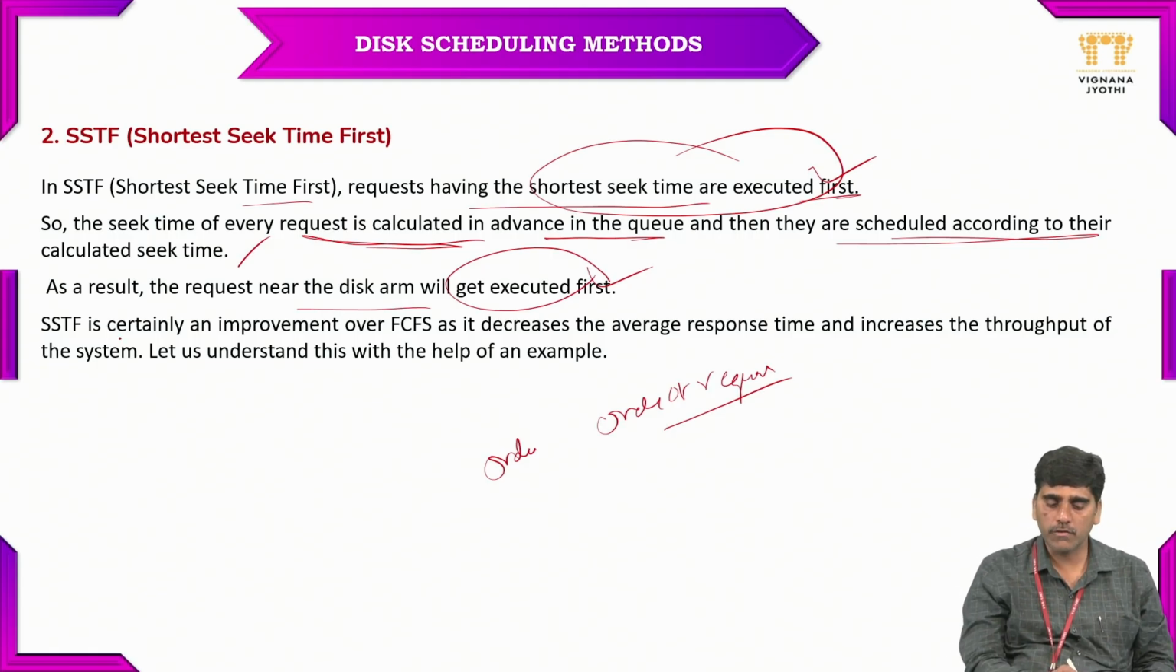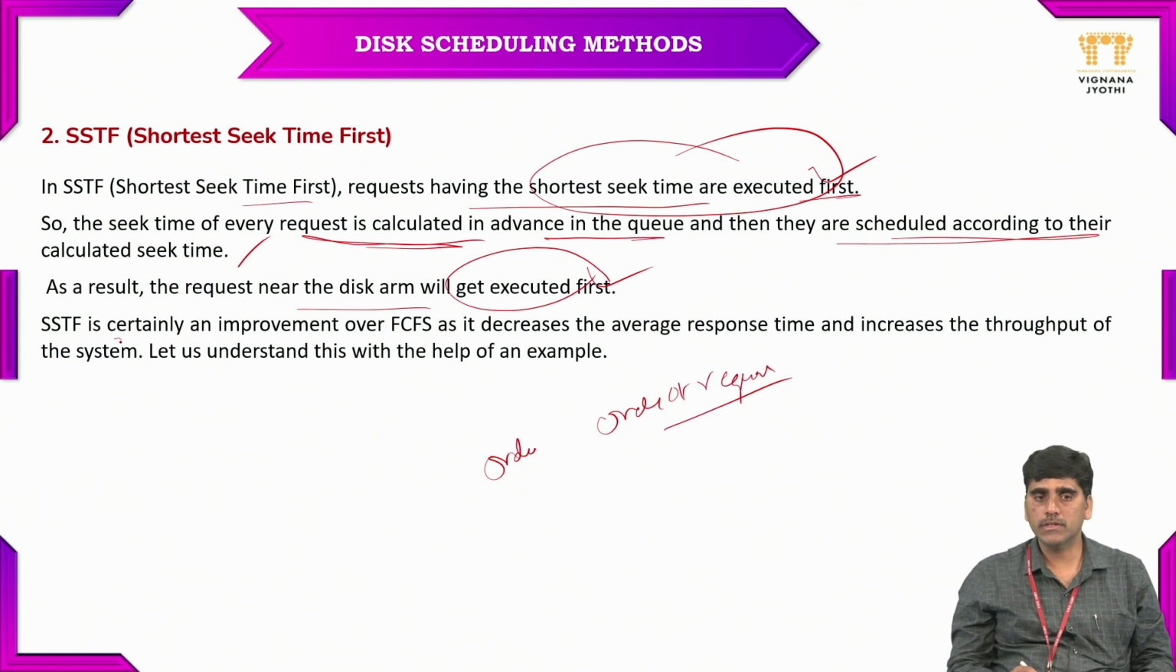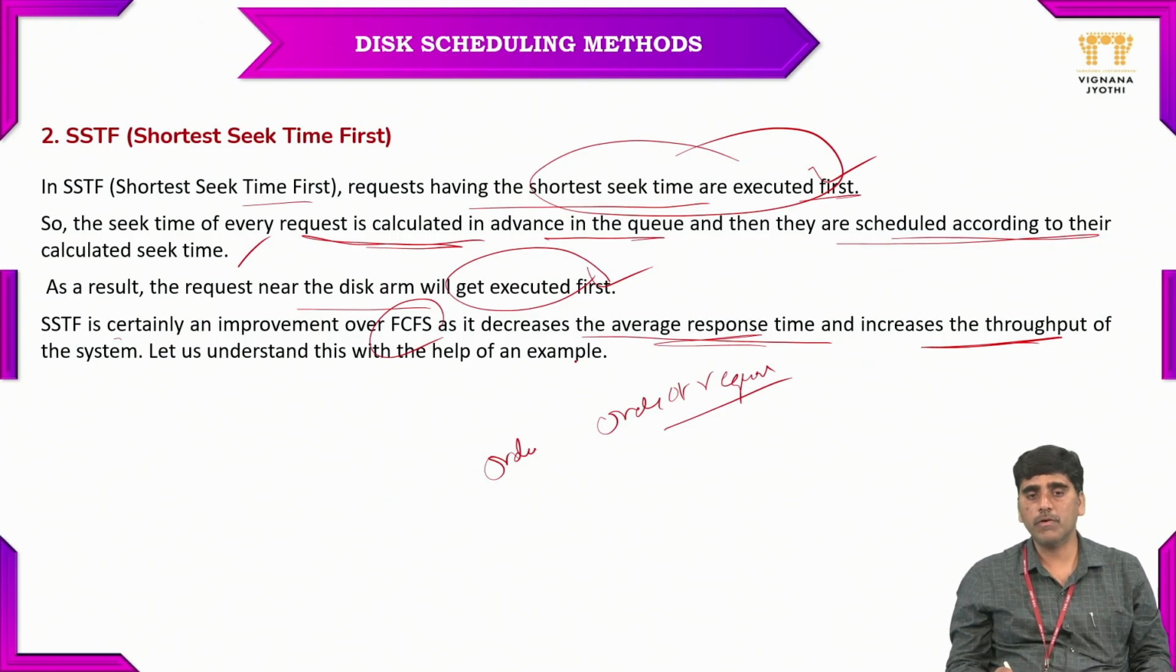And this SSTF, shortest seek time first, is certainly an improvement over FCFS, as it decreases the average response time and increases the throughput of the system. Let us understand this with the help of an example.